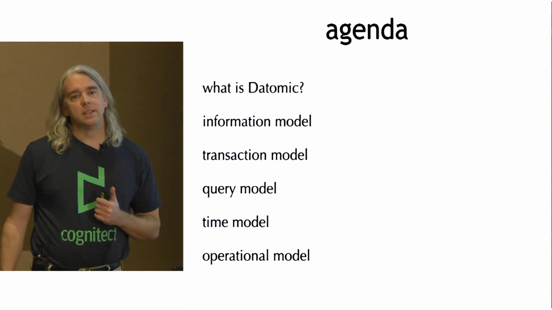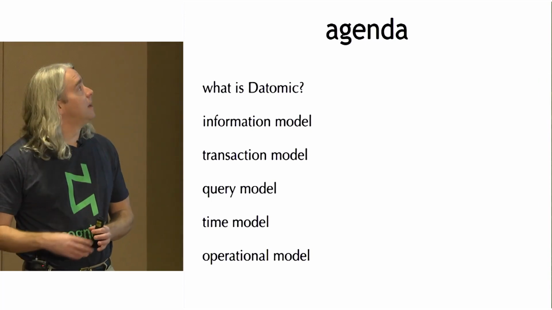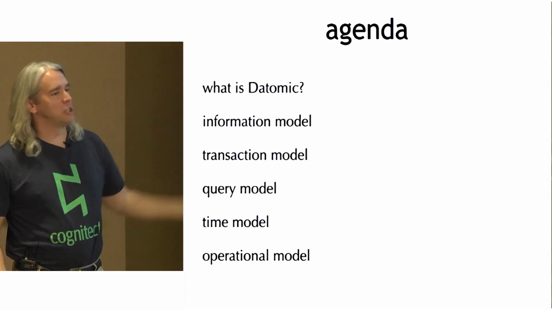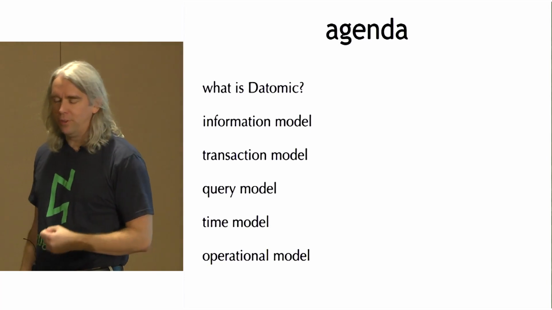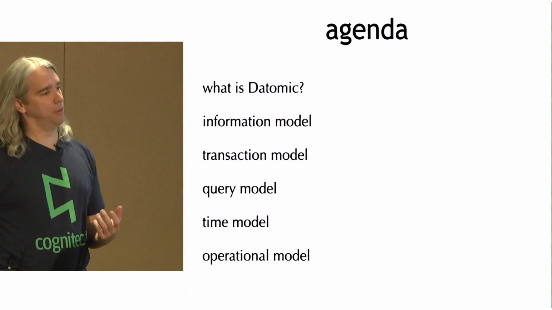Then we're going to talk about Datomic's query model. So you've succeeded in planning an information model for something you want to keep track of. You've succeeded in putting it into the database. How do you get it back out?